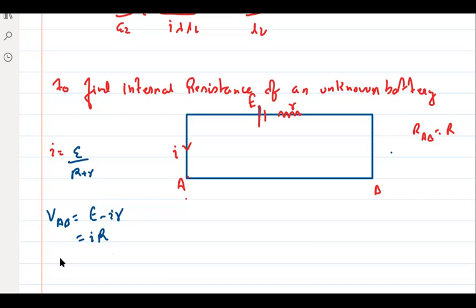So from here, I can say, sir, if you equate these two, E minus I small r is equal to I capital R. ये तो हमको already पता है sir. So small r is basically E minus I capital R, right?